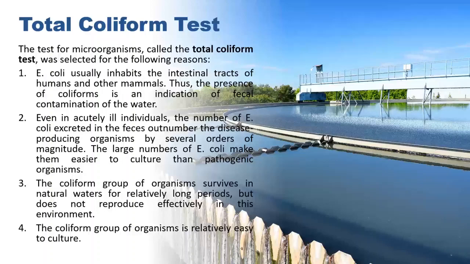Thus, the presence of coliforms in water implies fecal contamination rather than growth of the organism because of favorable conditions. These organisms also survive better in water than most of the bacterial pathogens. This means that the absence of coliforms is a reasonably safe indication that pathogens are not present. Third, the coliform group of organisms survives in natural waters for relatively long periods but does not reproduce effectively in this environment. And the fourth is that the coliform group of organisms is relatively easy to culture.